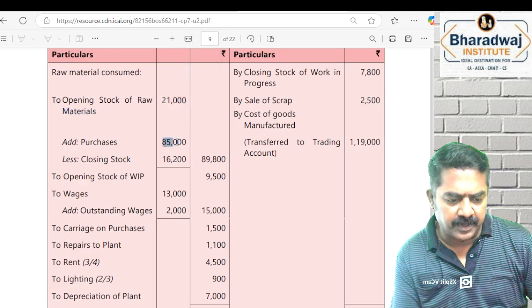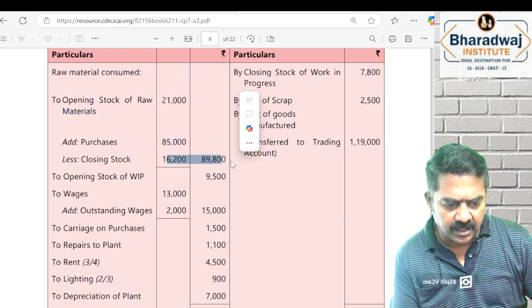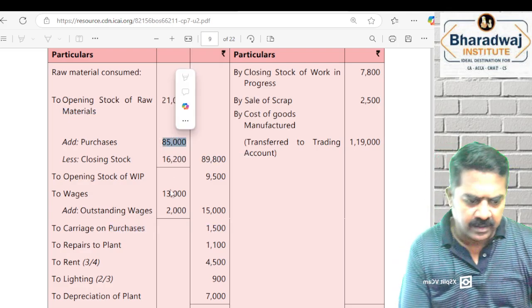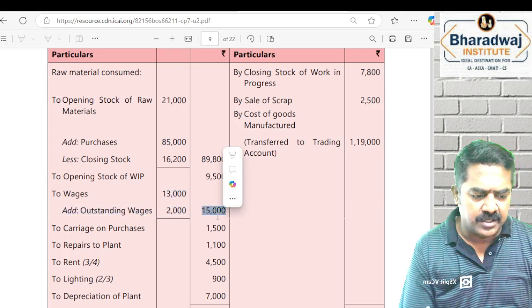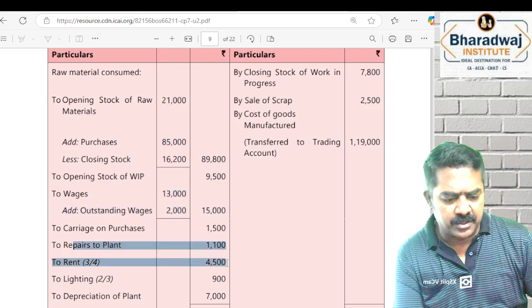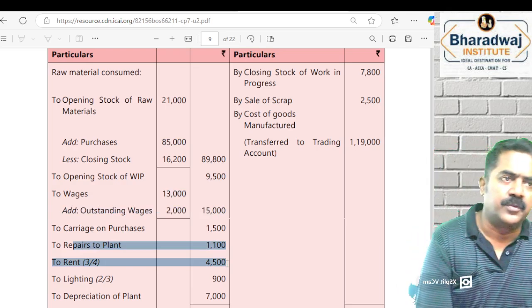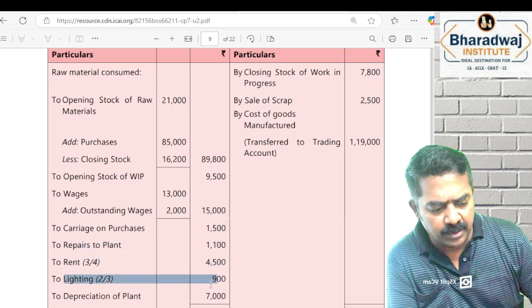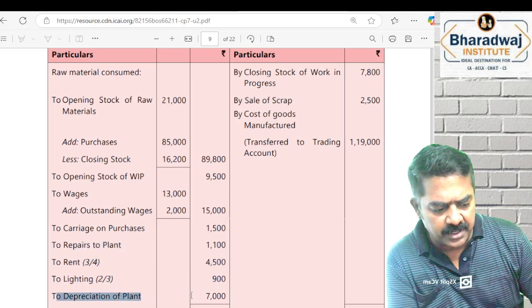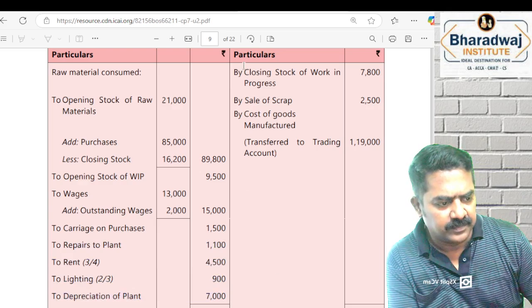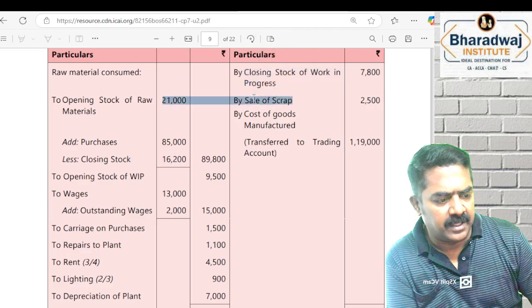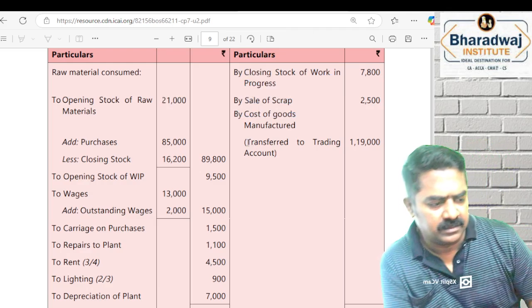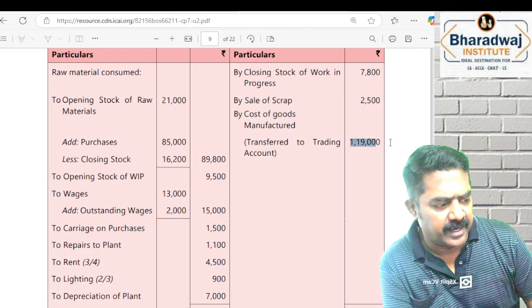Opening stock, purchases, closing stock we charge, of course. The carriage on purchases can be added with purchases or shown separately. Wages and outstanding wages. Then repairs to plant. Rent: 3/4 comes here, and the 1/4 for office will come in P&L account. Then lighting 2/3 will come here. Depreciation on plant is 7,000. Closing stock of WIP, then sale of scrap will come. You get cost of goods manufactured, transfer to trading account.